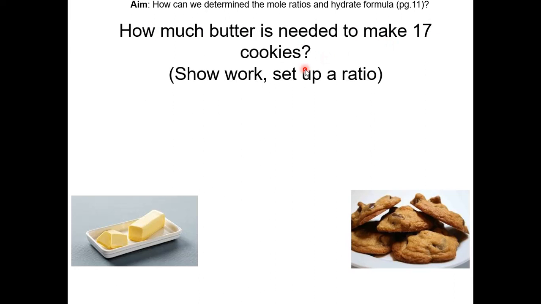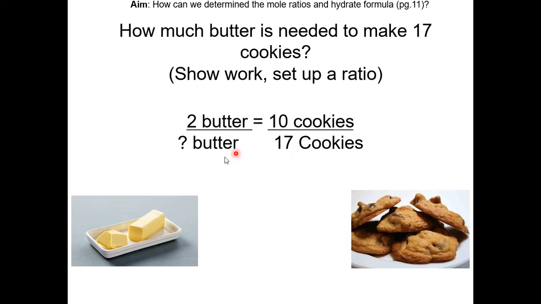In the second question, how much butter is needed to make 17 cookies? So again, we had to show another ratio. So we know 2 butter can make 10 cookies. So 17 cookies, you would need about 3.4 butter. So how is this relevant? I want you to imagine chemistry is similar to cooking and a recipe is similar to a chemical reaction.